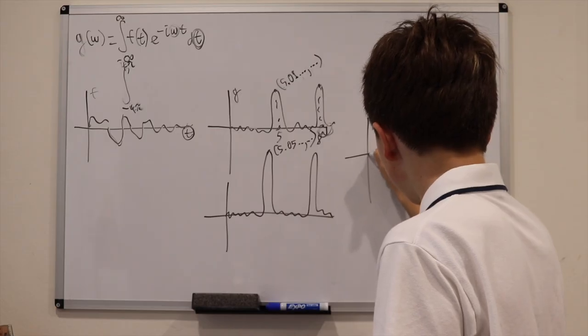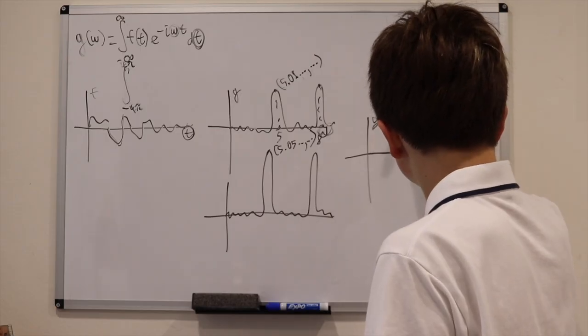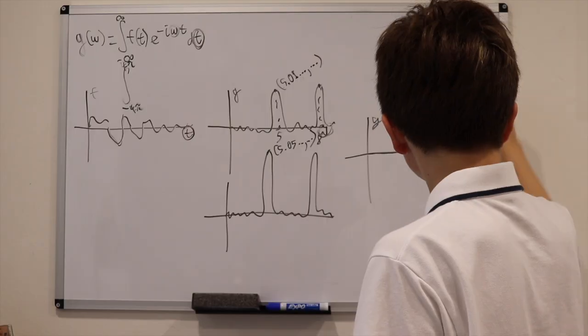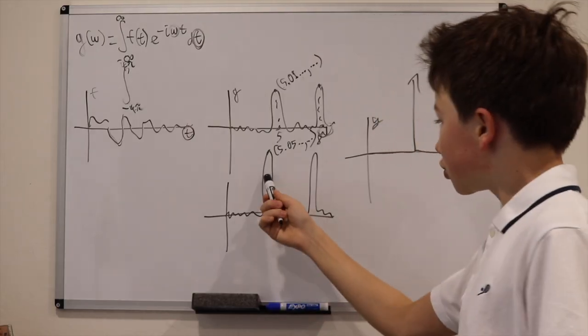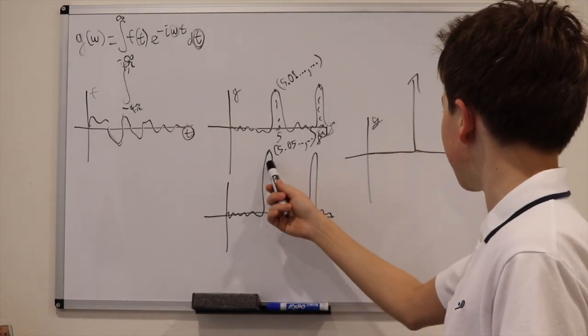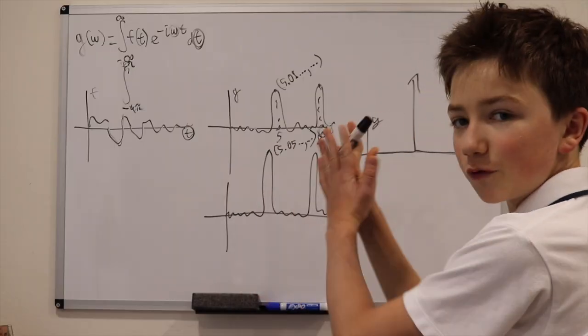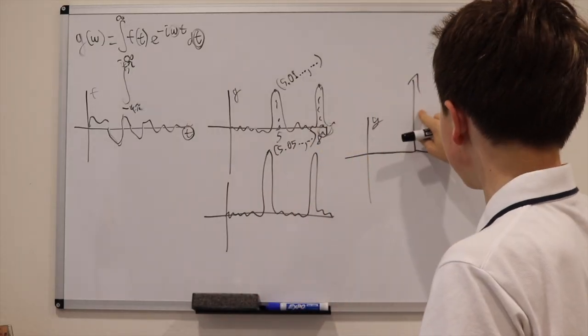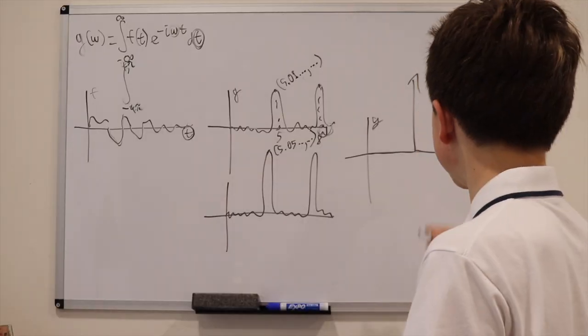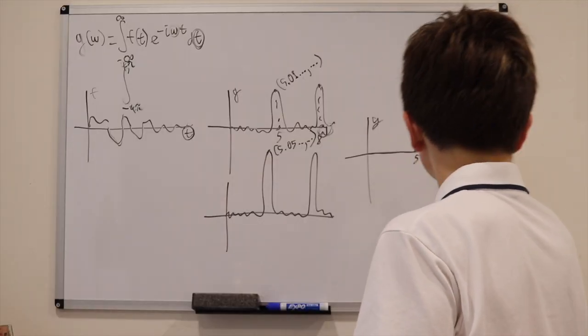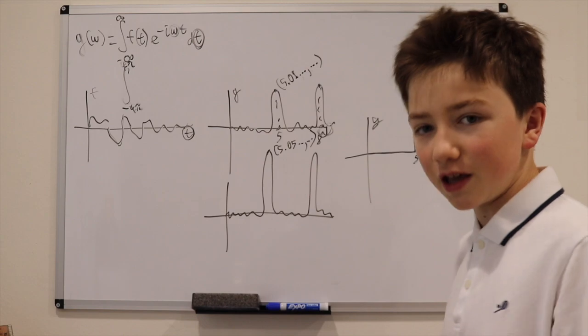function which is 0, 0, 0, and then it shoots up to infinity, and then 0, and it shoots up to infinity. So these are getting taller and taller and thinner until we get this infinitely thin and infinitely tall peak. And guess what? This peak is going to be perfectly centered at 5 and 8.